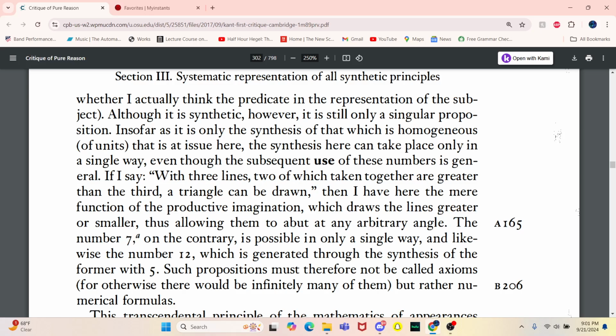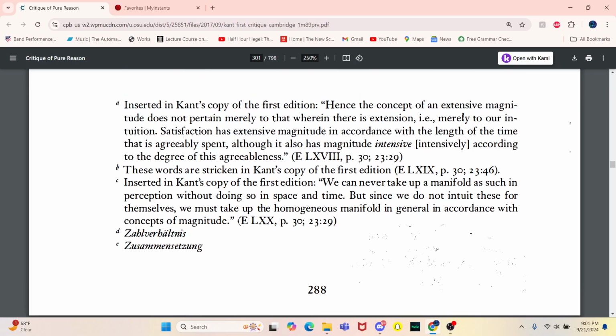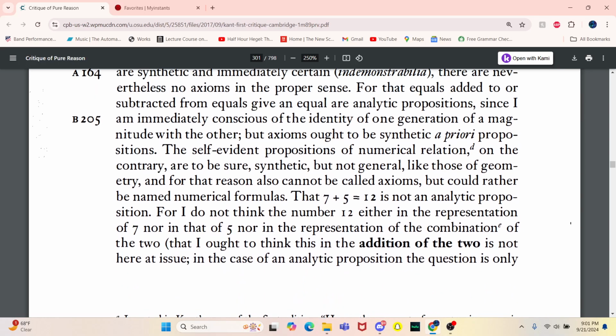Well, let's see. Insofar as it is the only synthesis of that which is homogeneous that is at issue here, the synthesis here can take place only in a single way, even though the subsequent use of these numbers is general. So, yeah, he's dealing with the latter part: why the synthetic propositions in mathematics are not axioms. You'd have to go up to see what he talks about, why analytic propositions are not axioms.